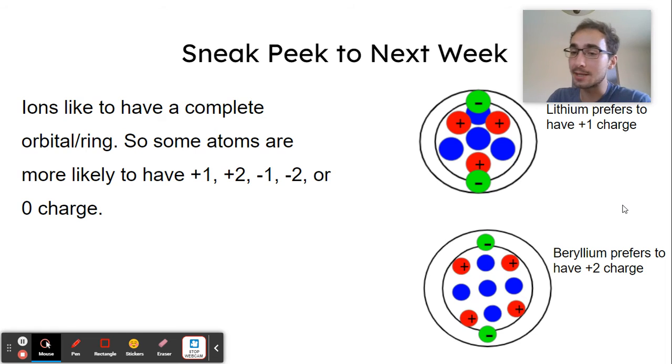Next, this is a sneak peek of next week. Ions like to have a complete ring or a complete orbital. So some atoms are more likely to have a +1, +2, -1, -2, or a neutral charge. It's like lithium will prefer to have a +1 charge, so its orbital is full, and beryllium will prefer to have a +2 charge, because its orbital is full.